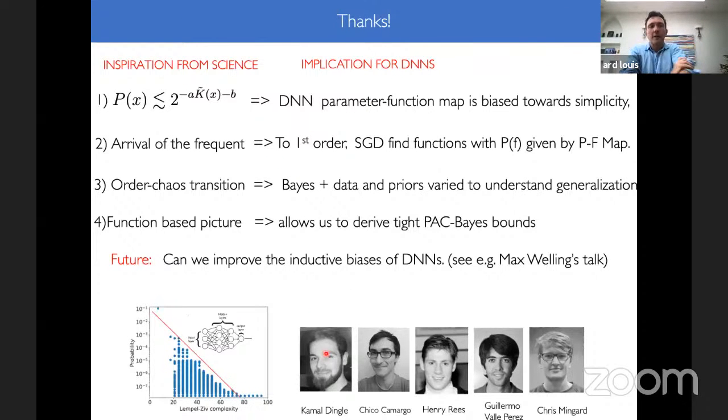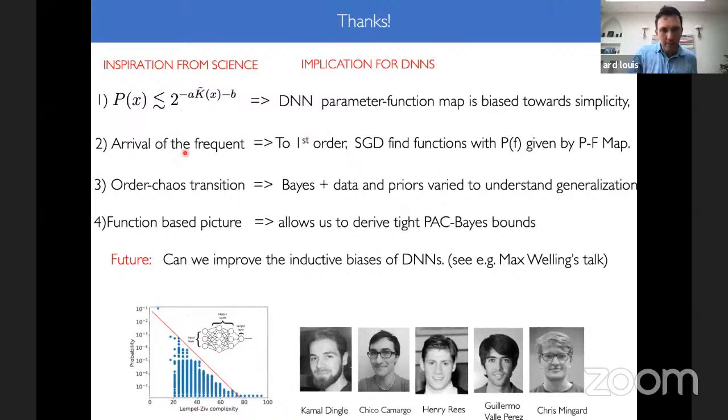All right, so thank you for your attention. I've covered a bunch of different things. I just want to run through it very quickly. Inspiration from science and its implications for DNNs. So this is a simplicity bias argument that we originally derived, inspired by evolutionary problems. We claim this tells us that the neural network parameter-function map is biased towards simplicity.